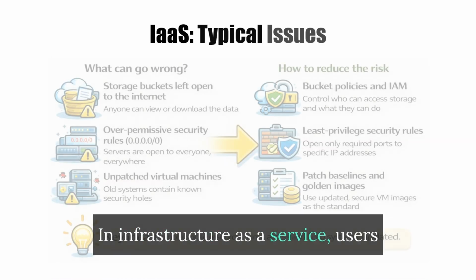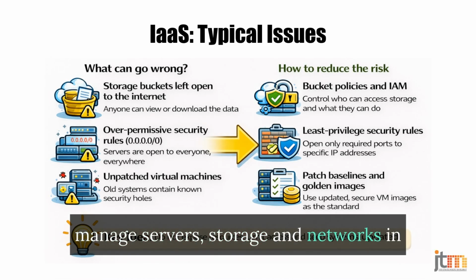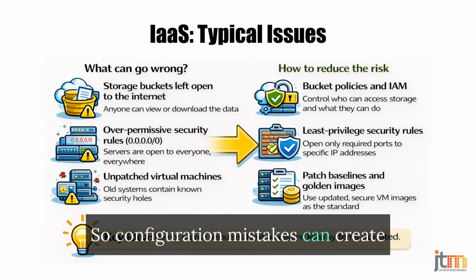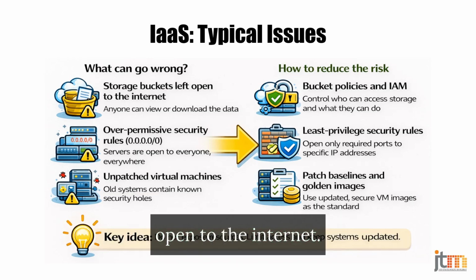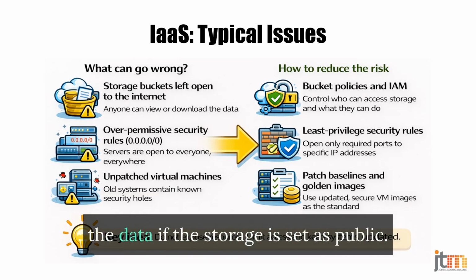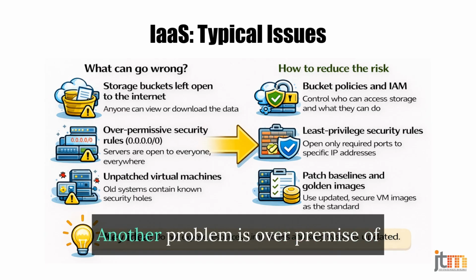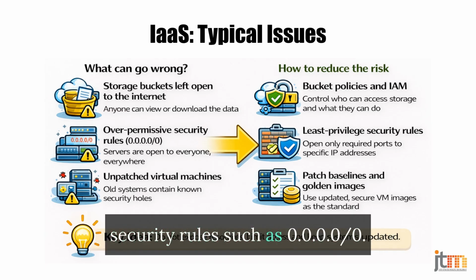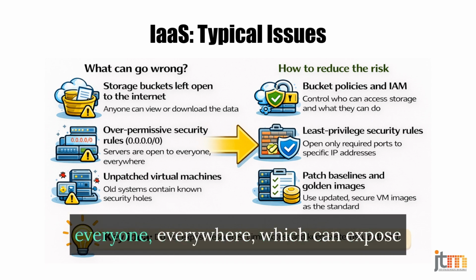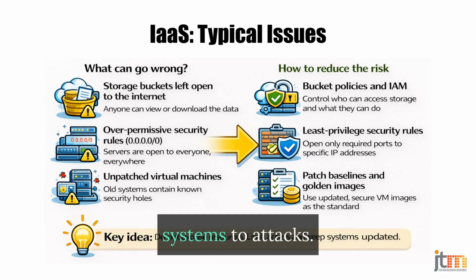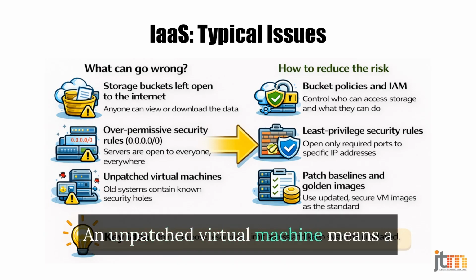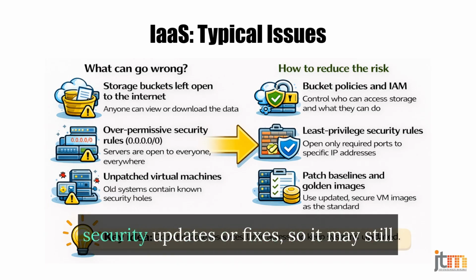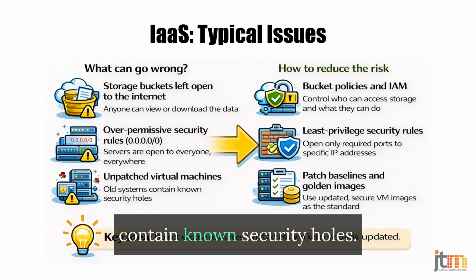In infrastructure as a service, users manage servers, storage, and networks in the cloud, so configuration mistakes can create security risks. One common issue is storage buckets left open to the internet. This means anyone can view or download the data if the storage is set as public. Another problem is over-permissive security rules, such as 0.0.0.0/0. This rule means servers are open to everyone, everywhere, which can expose systems to attacks. There can also be unpatched virtual machines. An unpatched virtual machine means a server that has not installed the latest security updates or fixes, so it may still contain known security holes.